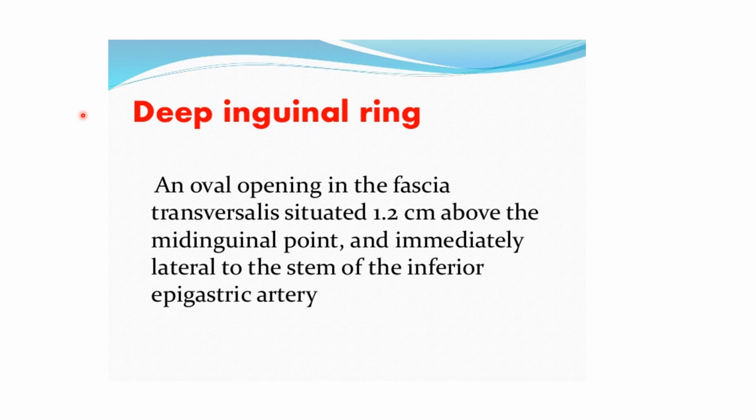Before moving forwards to the boundaries of the inguinal canal, let us discuss the openings on both ends, that is, the entry and exit of the inguinal canal. The deep inguinal ring is an oval opening in the fascia transversalis, which is situated 1.2 centimeters above the mid-inguinal point and immediately lateral to the stem of the inferior epigastric artery. So the deep inguinal ring is an opening present on the lateral end of the inguinal canal. It is basically an oval opening, a weakened area in the fascia transversalis, 1.2 centimeters above the mid-inguinal point, lying immediately lateral to the stem of the inferior epigastric artery.